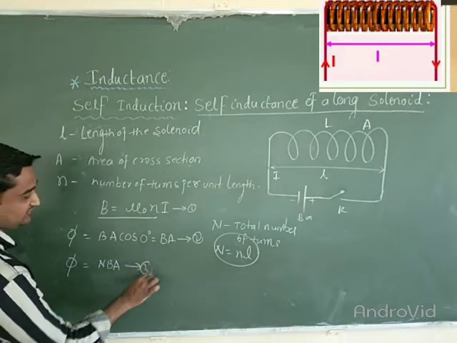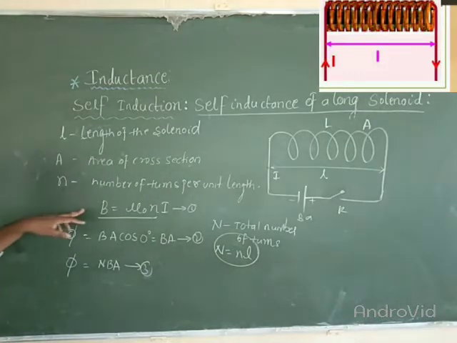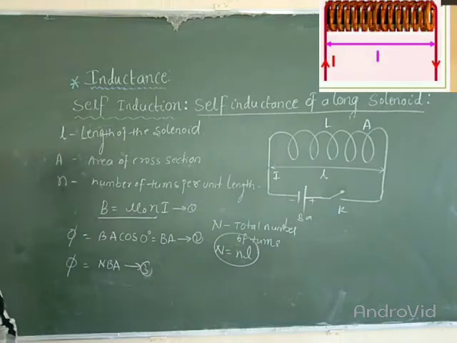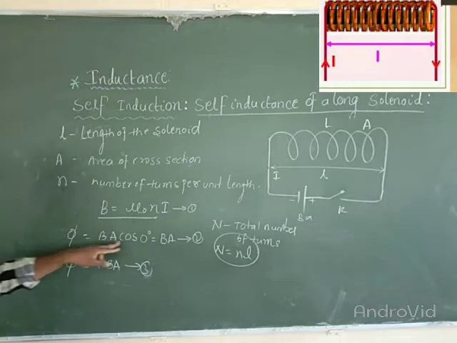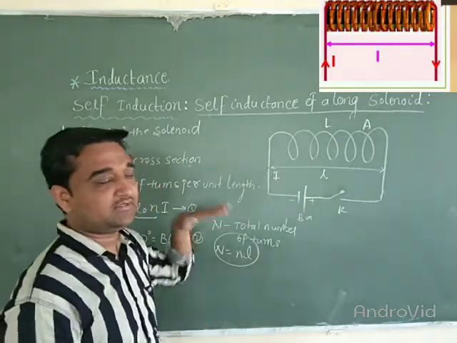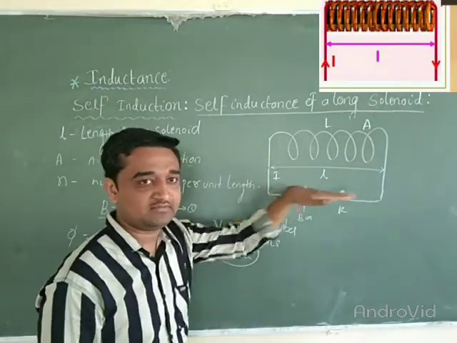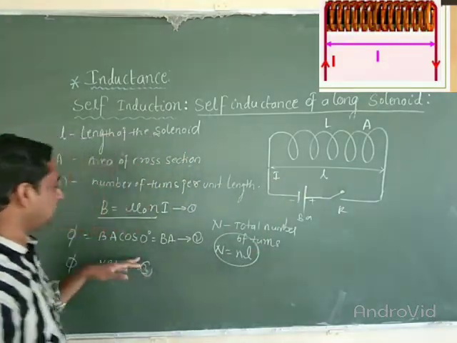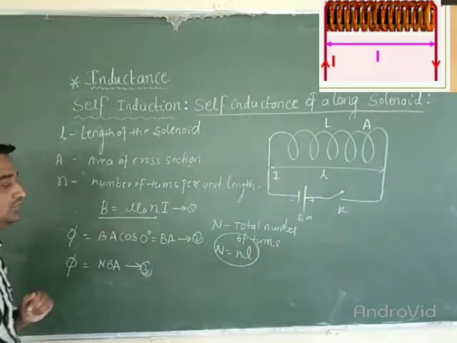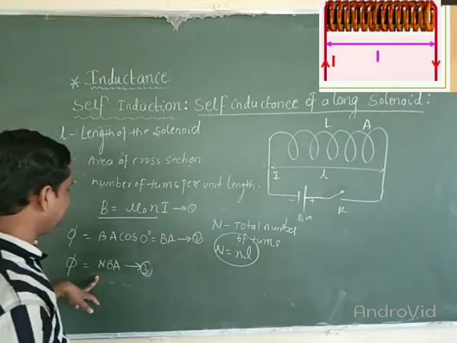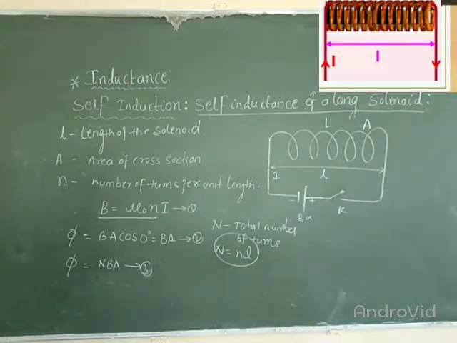So let us call this equation number 3. So this B is the magnetic field inside the solenoid. And magnetic flux is equal to BA cos theta, where theta is equal to 0 degree, because inside the solenoid the magnetic field and the area vector, the angle between them is 0 degree. So we have B into A. So for the total number of turns contained in the solenoid, it is equal to NBA.